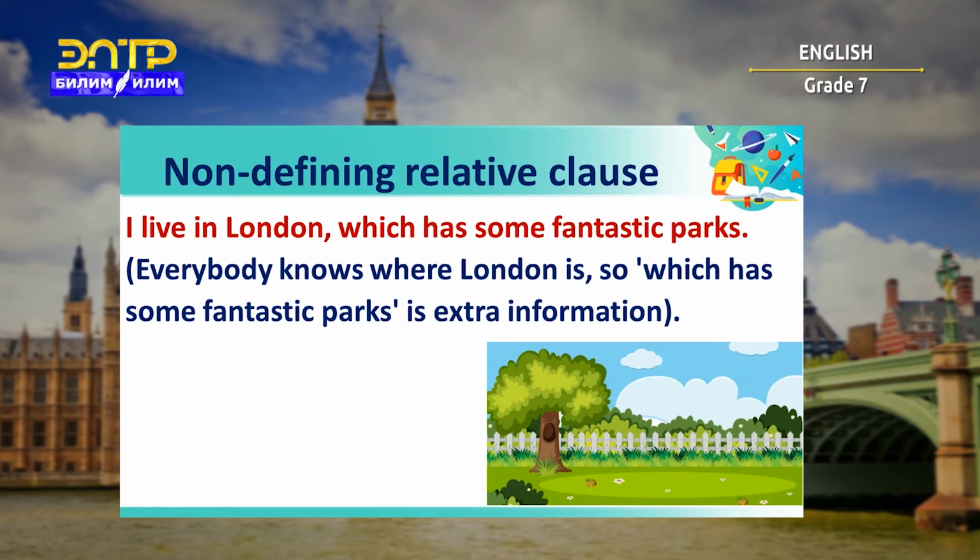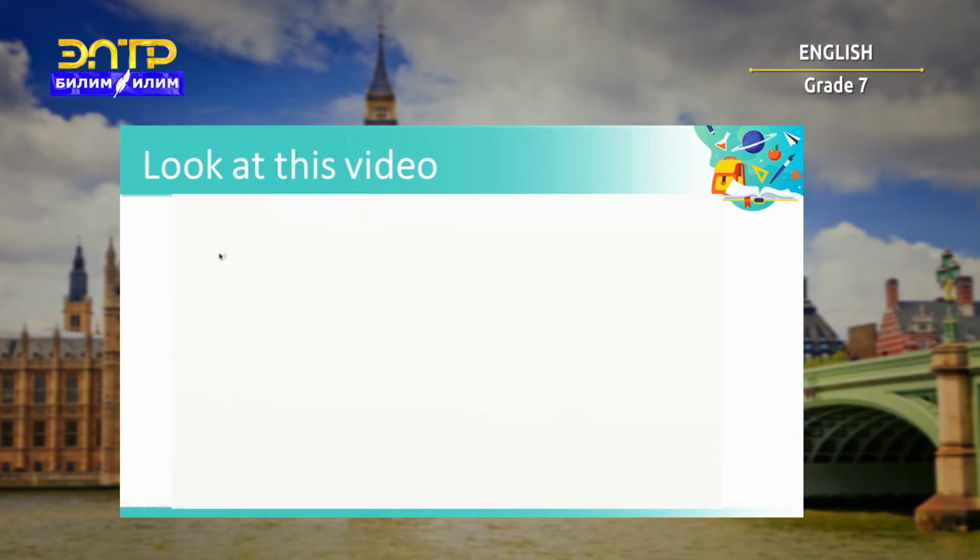A non-defining relative clause gives us extra information about something. We don't need this information to understand the sentence. I live in London, which has some fantastic parks. Everybody knows where London is, so which has some fantastic parks is extra information. Now, let's watch a video related to relative clauses.